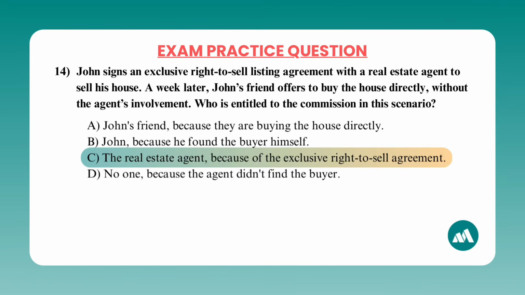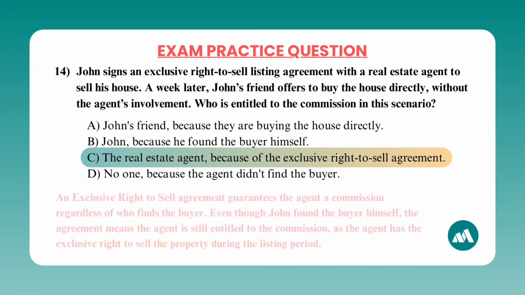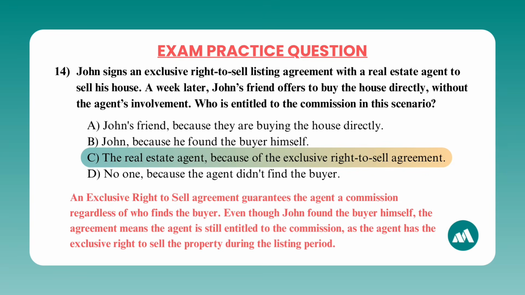The answer is C, the real estate agent, because of the exclusive right to sell listing agreement. An exclusive right to sell agreement guarantees the agent a commission regardless of who finds the buyer. Even though John found the buyer himself, the agreement means that the agent is still entitled to the commission as the agent has the exclusive right to sell the property during the listing period.